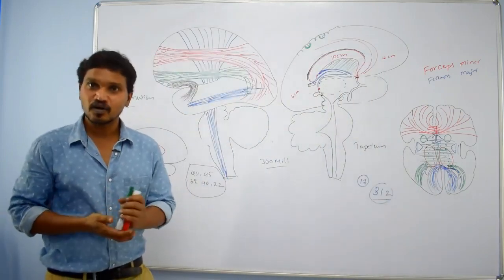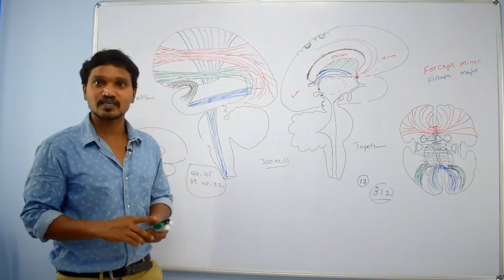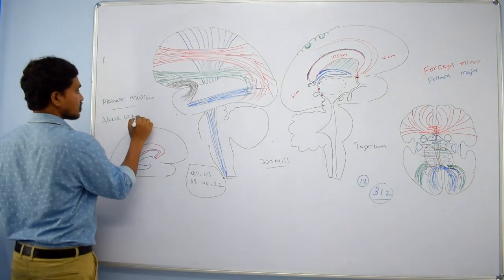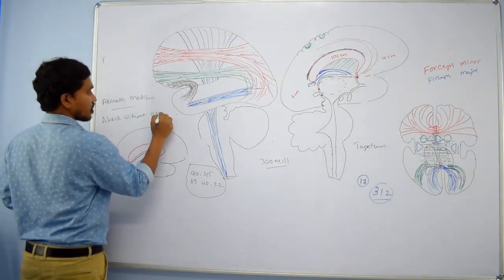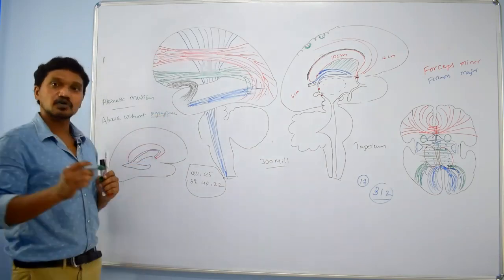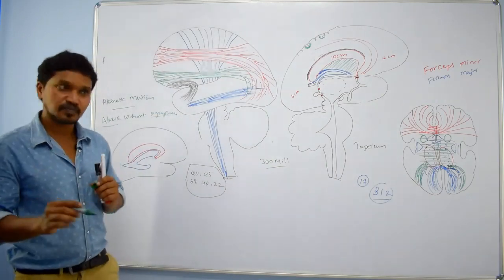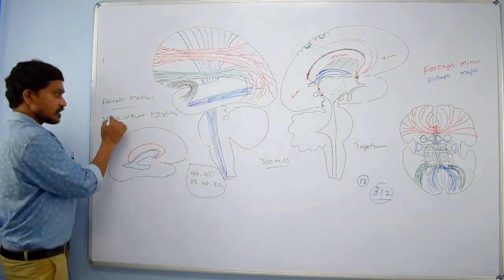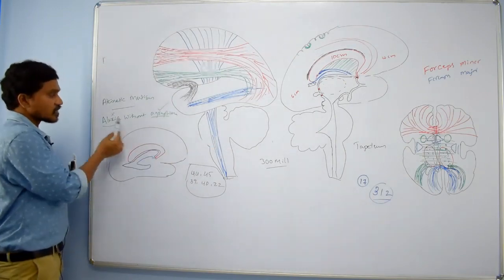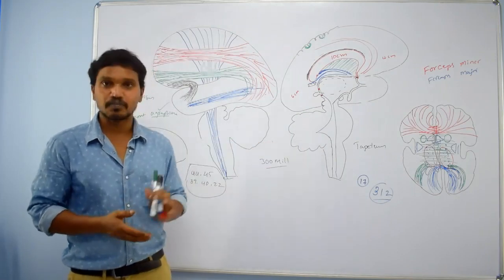Then, if there is injury at the posterior part, it is sensory. So, he cannot read, but he can write. What is this condition called? Alexia without agraphia. Agraphia means what? Unable to write. Right? Alexia means what? Unable to read. In this condition, he cannot read, but he can write. So that's what this is, alexia without agraphia. Clear? So these are some applied importances.